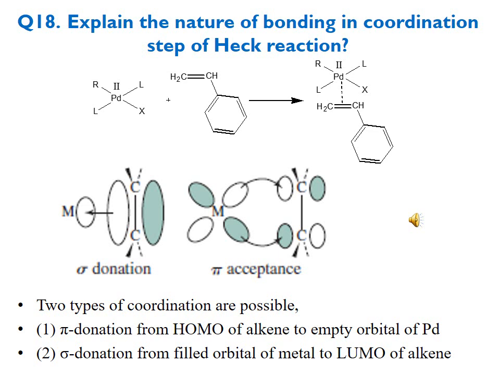This interaction can be of 2 types. Number 1, pi donation from the HOMO of the alkene to an empty orbital of palladium, because the HOMO of the alkene has 2 electrons filled, which is coordinating towards the empty orbital of the palladium. This is known as pi donation. And second is the sigma donation, which is from the metal towards the LUMO of the alkene. Here you can see the MO diagram also. The first type, pi donation, is shown, also termed as sigma acceptance, and the second, the back donation, is also shown here, in which the metal is donating the lone pair of electrons towards the LUMO of the alkene.